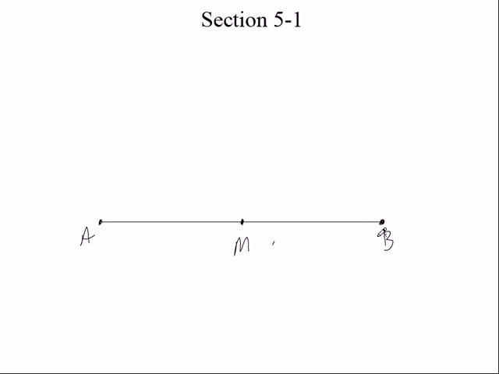The reason we say it divides it into two equal parts is because if this is the midpoint, then what? AM equals MB, right? And that's our definition. If we have a midpoint right here, it divides that whole segment into two equal parts. That way I can put a little tick mark here and a little tick mark here, meaning those two parts are equal to each other. Make sense?